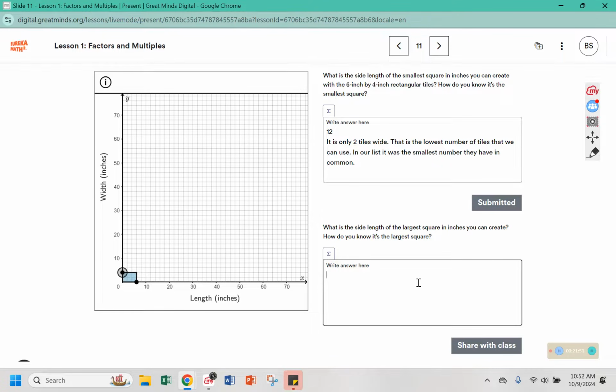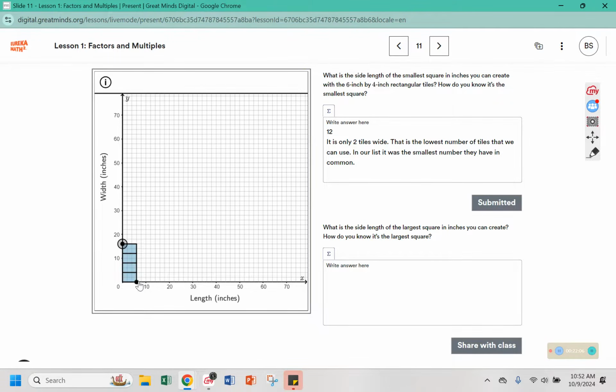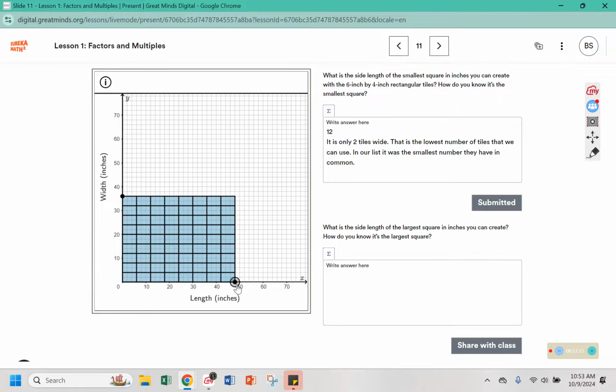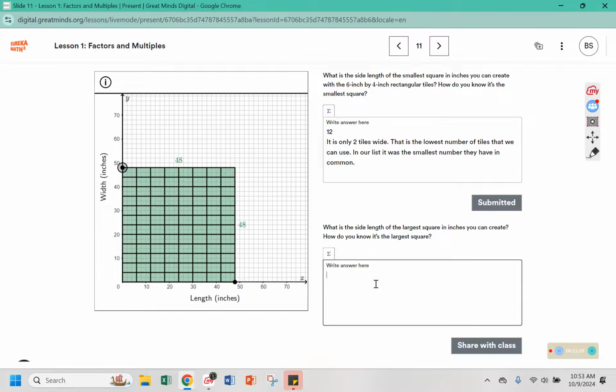What is the side length of the largest square in inches you can create? How do you know if it's the largest square? Okay, well, if we can create a 12 by 12, we could also create a 24 by 24 or a 36 by 36 because these are multiples of 12, and a 48 by 48. Are we ever going to get to the largest? Because we can just keep going.